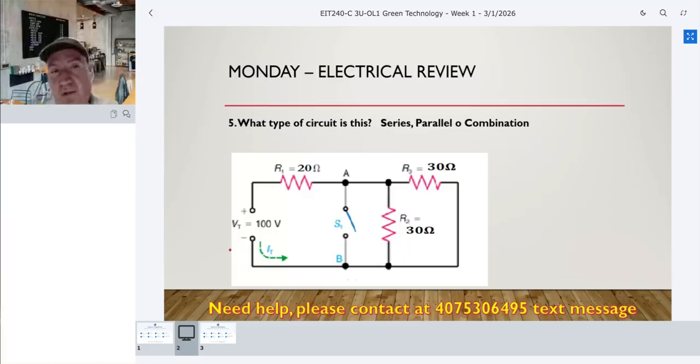So the answer for number 5, when I ask what type of circuit is this, don't forget, the answer is combination. Some people say combo, right? It's a short name or nickname for combination. Combo. So for the answer, you can say combination or combo, either will be okay.